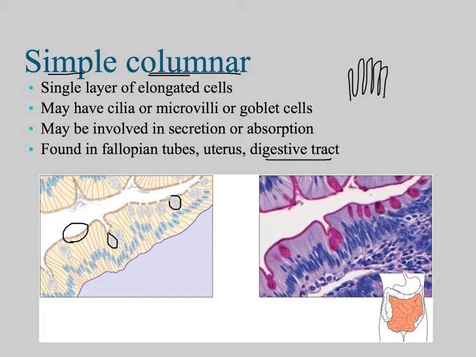lubrication for things to move along so things get secreted, or inside the uterus, inside the fallopian tubes. The cilia containing cells are involved in the fallopian tubes, passing the egg down from the ovary to the uterus. And the microvilli are found in the digestive tract. So these cells here, where we've got a slide, are coming from the digestive tract.